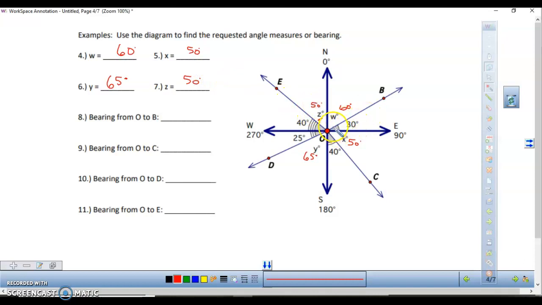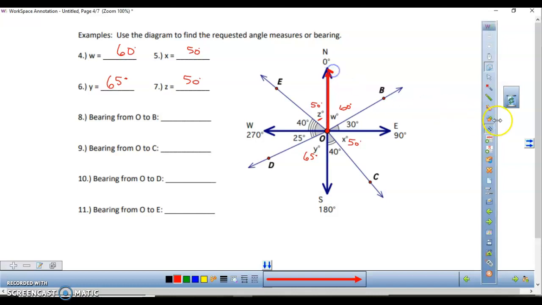There you go. This is the first type of thing you'd have to be able to figure out in one of these situations: once you draw that bearing, what are all the angles around it? All right, next is actually to identify a bearing. Now remember, bearing starts at 0 degrees, which is north, and works itself around clockwise. So I want to know what's the bearing from O to B.